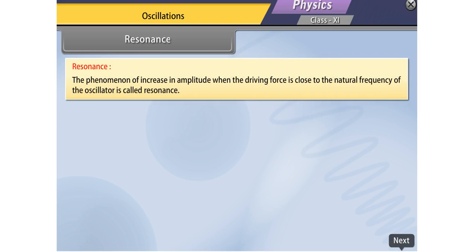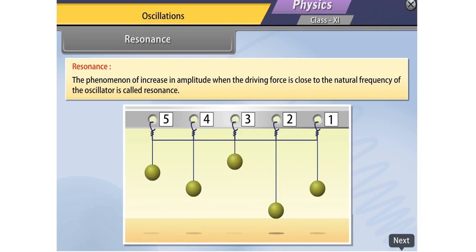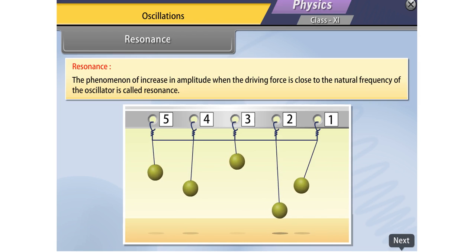Resonance. The phenomenon of increase in amplitude when the driving force is close to the natural frequency of the oscillator is called resonance. Let us understand with an example. Five simple pendulums of different lengths are suspended from a common rope. Pendulums 1 and 4 have the same lengths and the others have different lengths. Now, let us set pendulum 1 into motion.